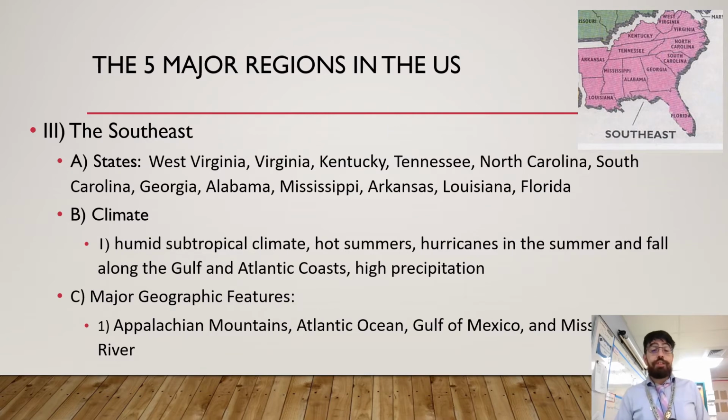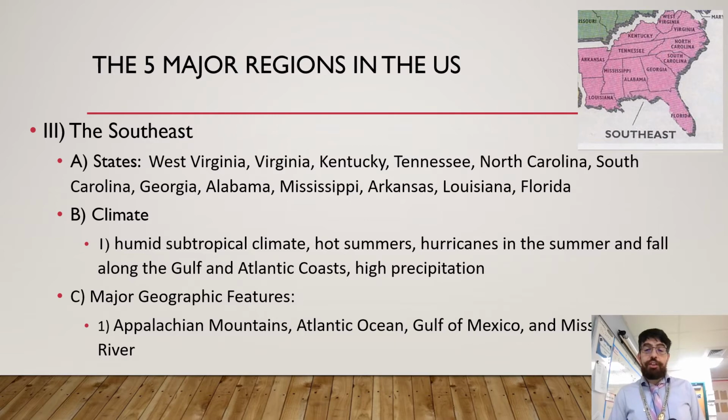We have the states of West Virginia, Virginia, Kentucky, Tennessee, North Carolina, South Carolina, Georgia, Alabama, Mississippi, Arkansas, Louisiana, and Florida. And these areas have a humid subtropical climate. We have very hot summers, hurricanes in the summer and fall along the Gulf Coast, which is right over here, and the Atlantic Ocean. So yes, that means Florida, we have both sides getting hit, and because we are a peninsula, we also have the Gulf of Florida right here between us and Cuba, pardon me, that also can bring hurricanes through the Keys.